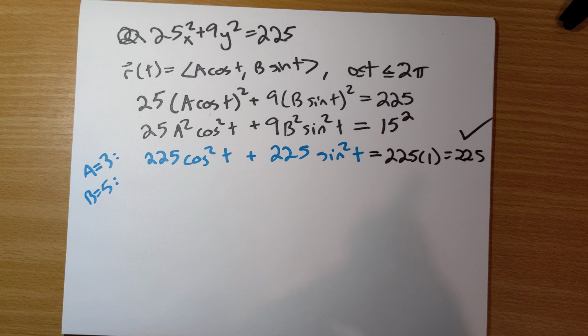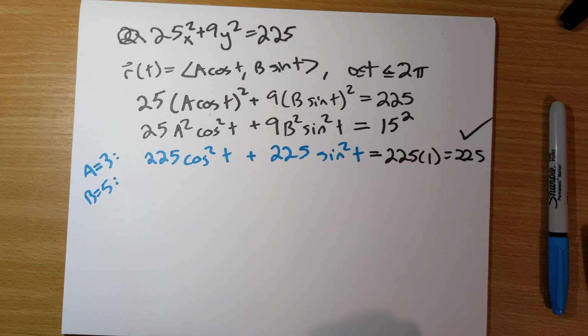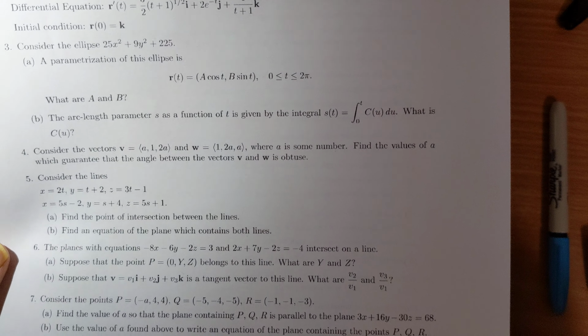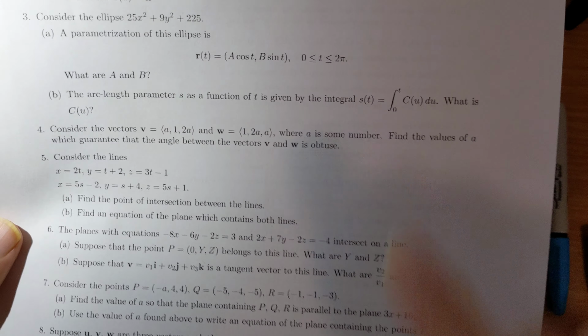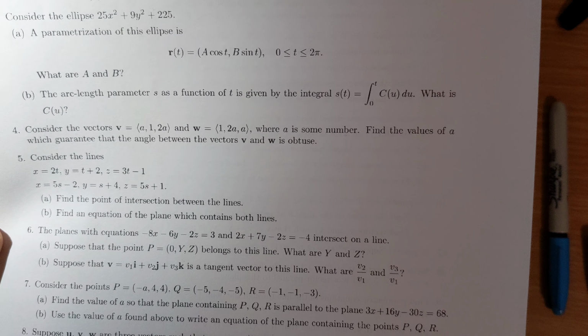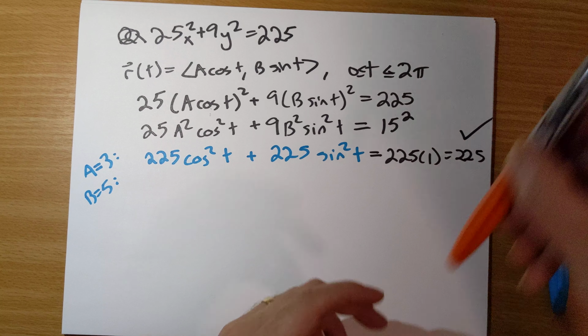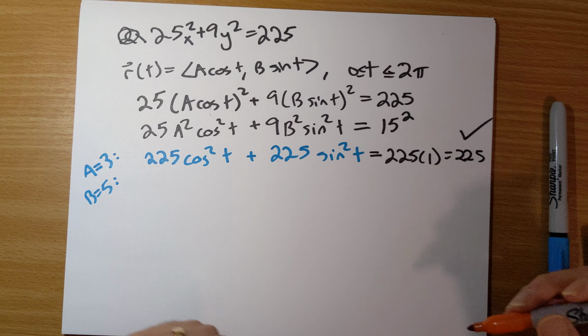Hooray, that takes care of the first part of the problem. So we can choose a is 3 and b is 5. Okay, so secondly, we need to figure out the arc length parameter here. What is that c of u? S of t is the integral from 0 to t of c of u du. So we should remember that we get to this by the speed.